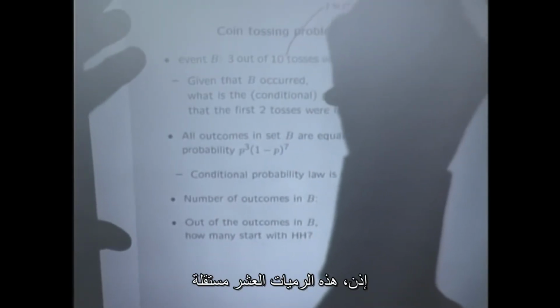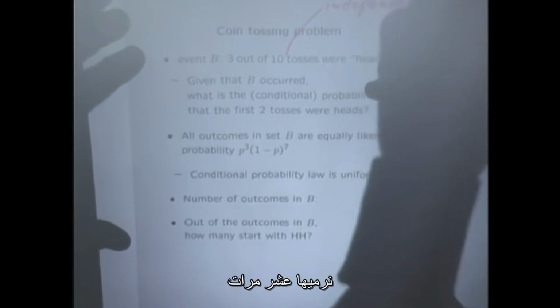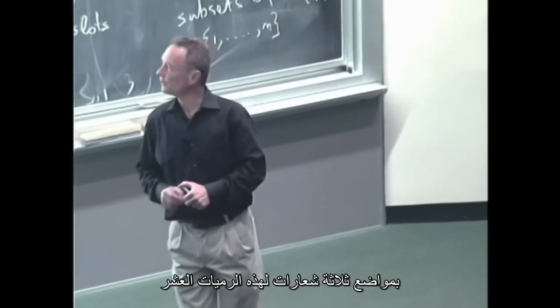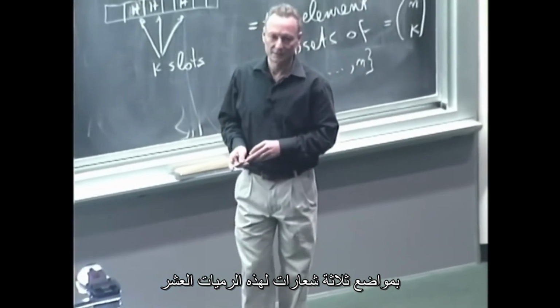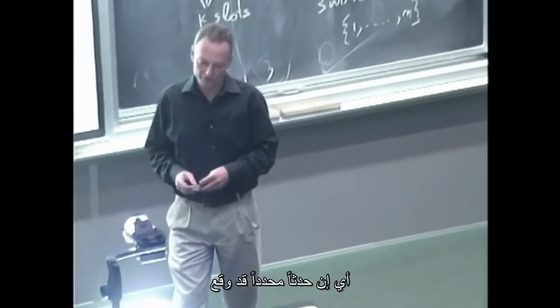So let's take the same experiment again. We flip a coin independently 10 times. So these 10 tosses are independent. We flip it 10 times. We don't see the result, but somebody comes and tells us there were exactly 3 heads in the 10 tosses that you had. So a certain event happened. And now you're asked to find the probability of another event, which is that the first 2 tosses were heads. Let's call that event A.